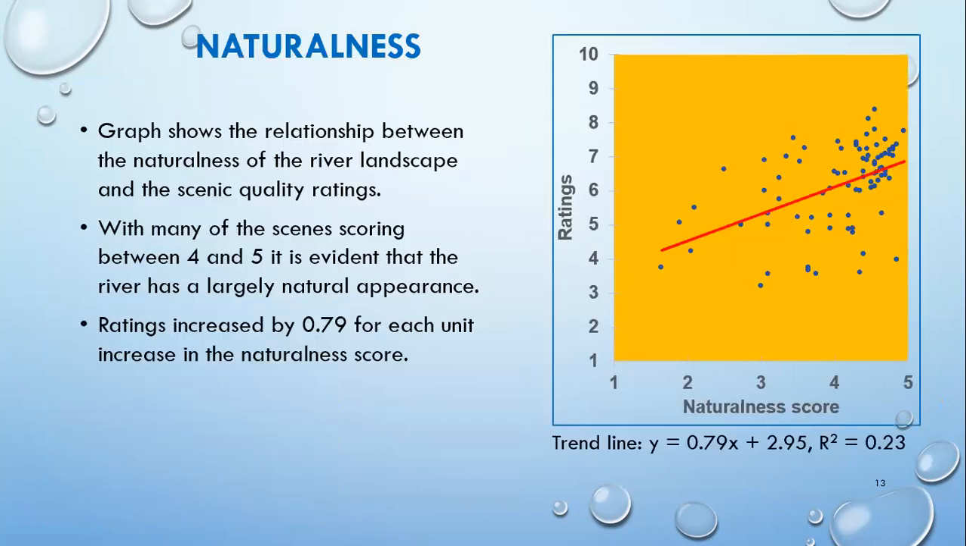And this graph again shows that as naturalness increases, so do the ratings. And many of the scenes rated fairly highly on the right-hand side. So the river scenes are fairly high in naturalness. And the 0.79 in the algorithm suggests that for every 1 unit increase in the naturalness score, the ratings increase by about 0.79.